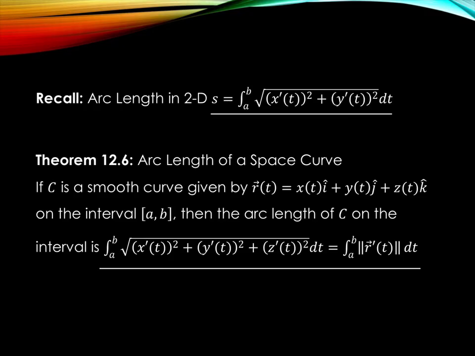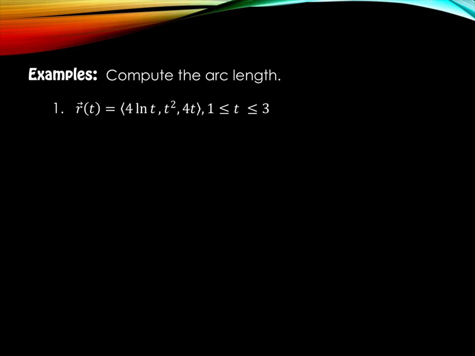So we're going to do an example. We're going to be looking at a vector valued equation because we're back in chapter 12 now for this section, right? Vector valued equation. And so it's an equation, in this case in space, so it's got the 3 components, and we're going to find the arc length. So here's our vector valued equation. So we have the components 4 natural log of t, t squared, and 4t, and we're finding the arc length.